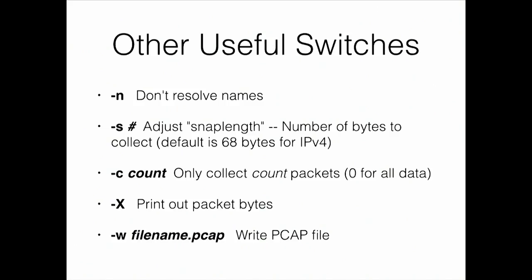-n will just not look up names and show you raw numbers. -s will adjust the snap length. By default, tcpdump does not examine the whole packet. It only looks at the first 68 bytes for IP version 4 and some longer number, I think 96 for IP version 6, because all it wants is enough information to make that summary line, which is the source address and port, the destination address and port, and a little bit about the protocol, not the whole packet.